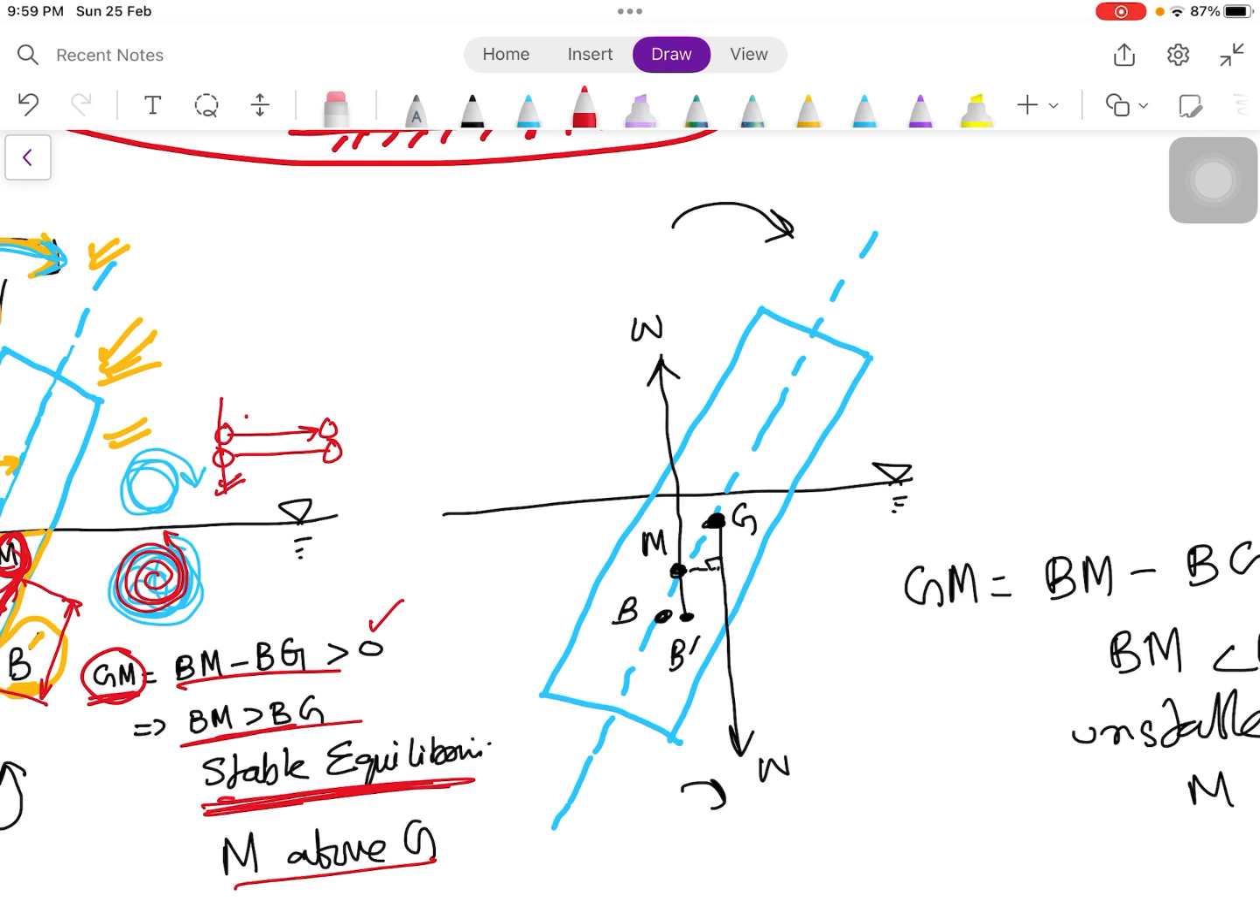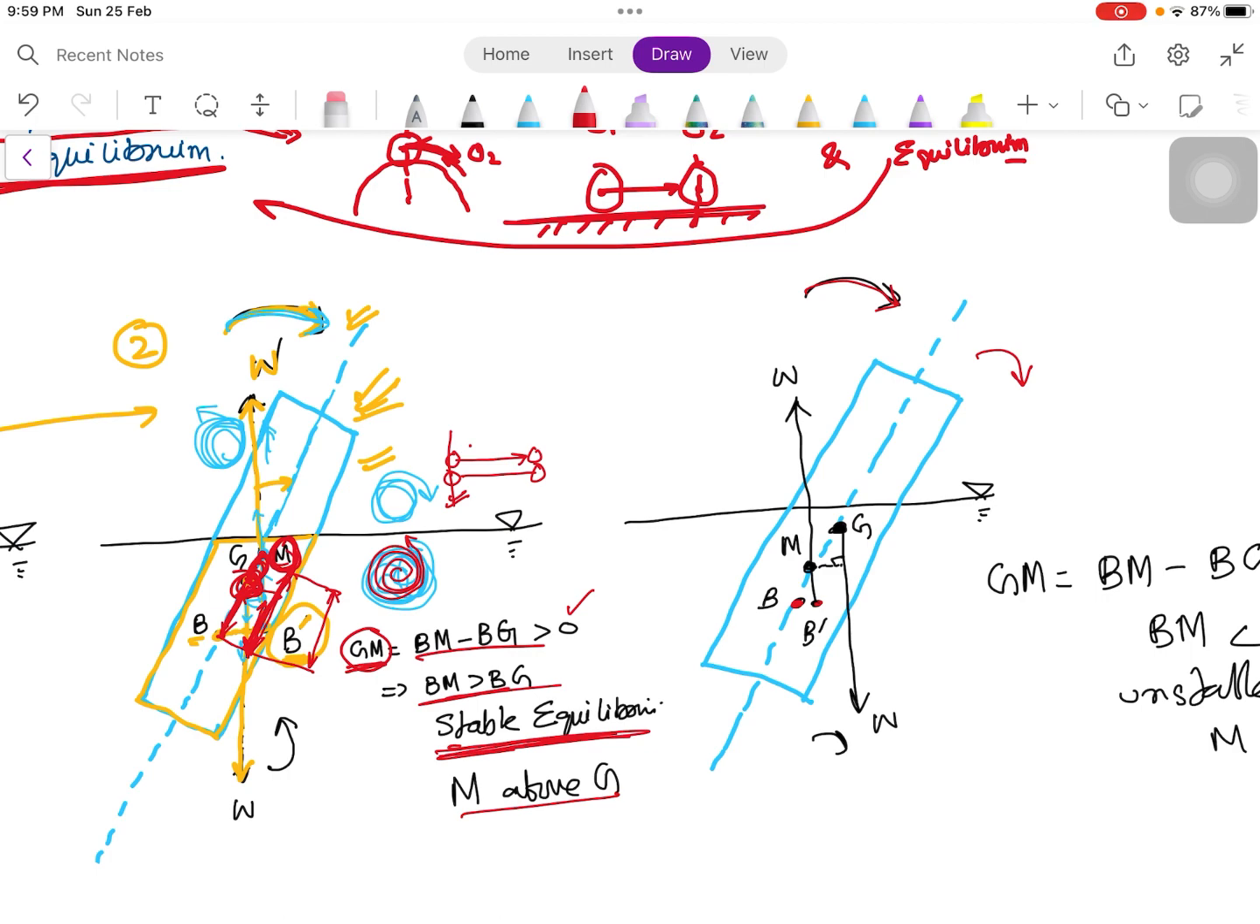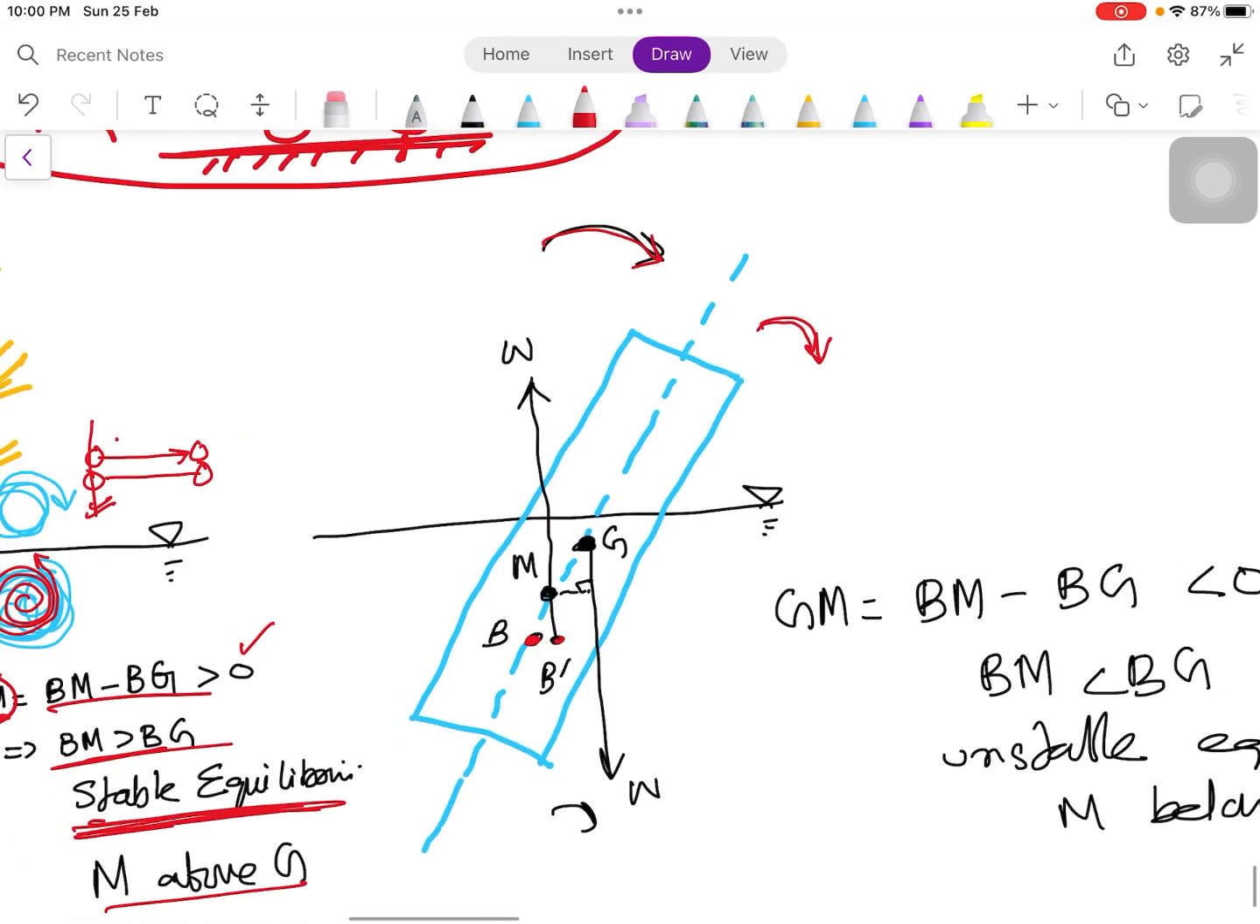Suppose we have given a rotation to this body and it has moved in such a way that the new position of the center of buoyancy is such that it is generating a destabilizing couple. In the previous case, the rotation was generating a restoring couple, and in this case the rotation is generating a couple in the direction of the original rotation, so this body will be destabilized and it will be an unstable equilibrium. It will not move to its original initial position.